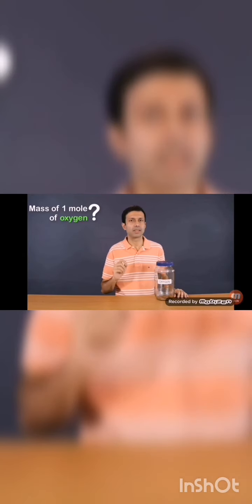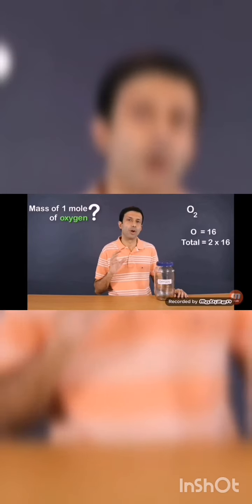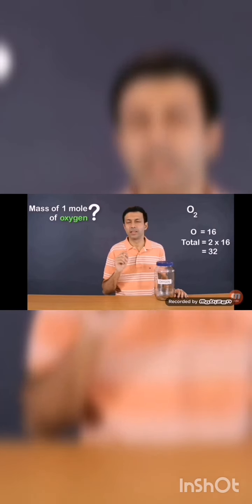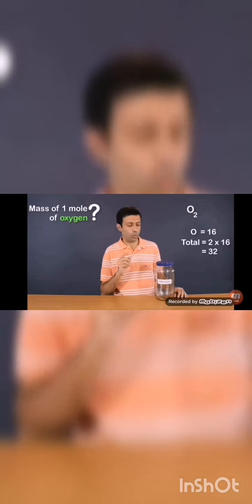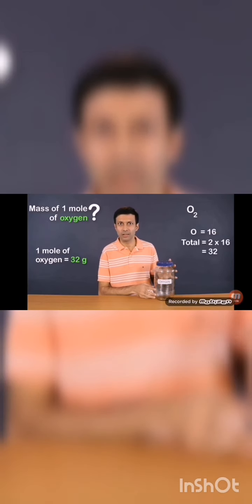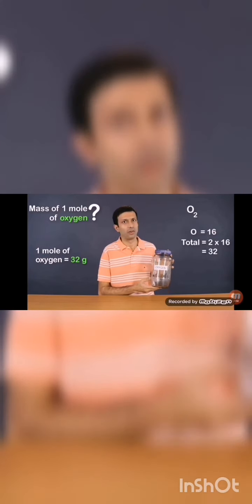Let's take the example of a gas like oxygen. Let's say this jar contains 1 mole of oxygen. So what is going to be the mass of oxygen in this jar? Again, we need to take molecular mass in grams. Oxygen has the formula O2. The atomic mass is 16. So oxygen's molecular mass is going to be 32. So 1 mole of oxygen in this jar is going to weigh 32 grams.